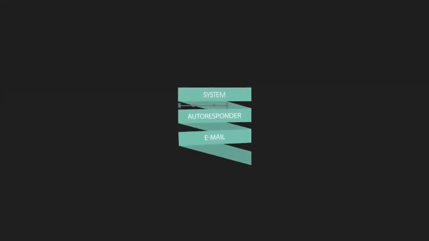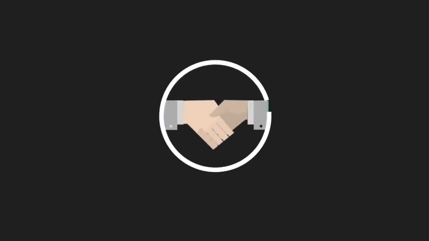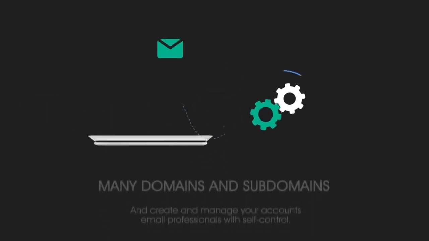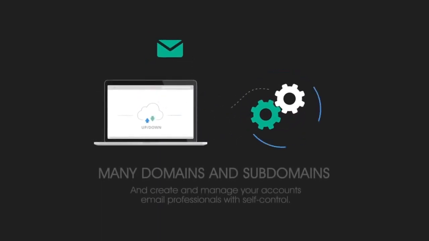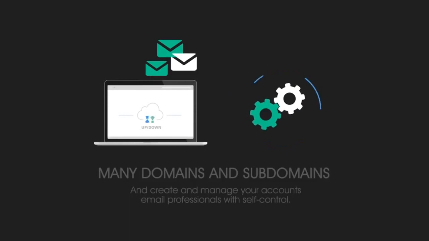For a successful digital marketing program, you must also have a professional email autoresponder, where you can control the automation and delivery of your messages, keeping in constant contact with your customers and potential clients. And of course, our complete system allows you to host unlimited domains and subdomains, as well as to create and manage unique email accounts right from a responsive virtual office.